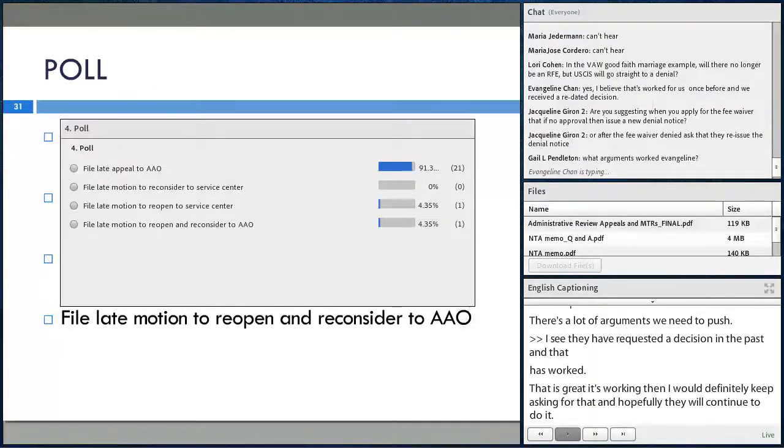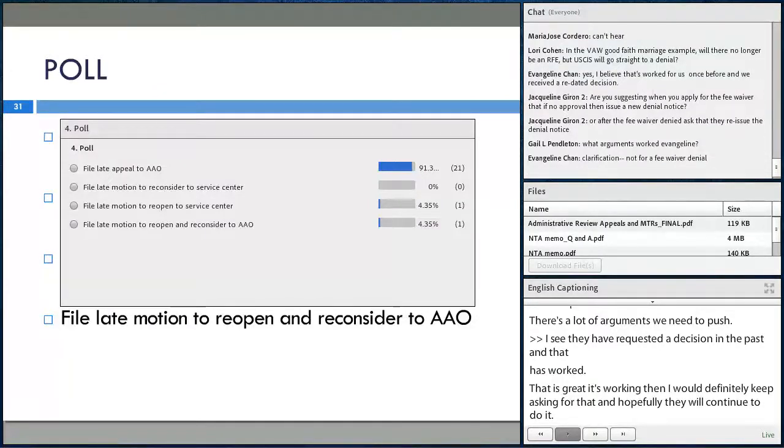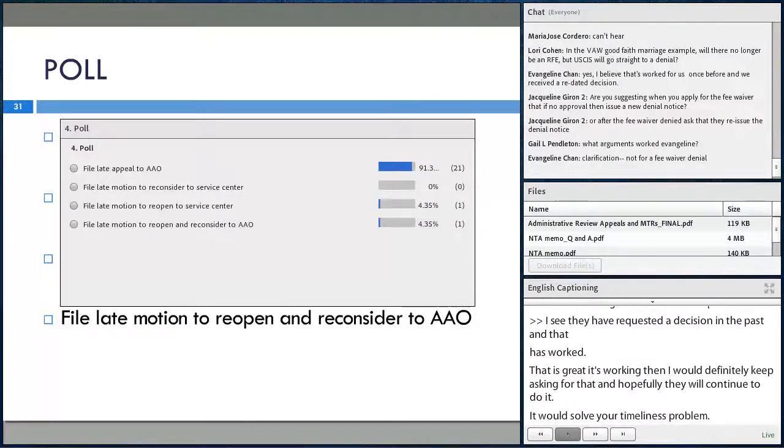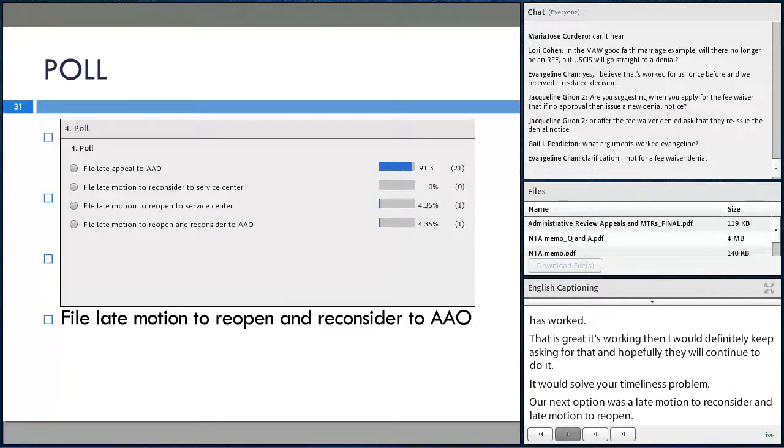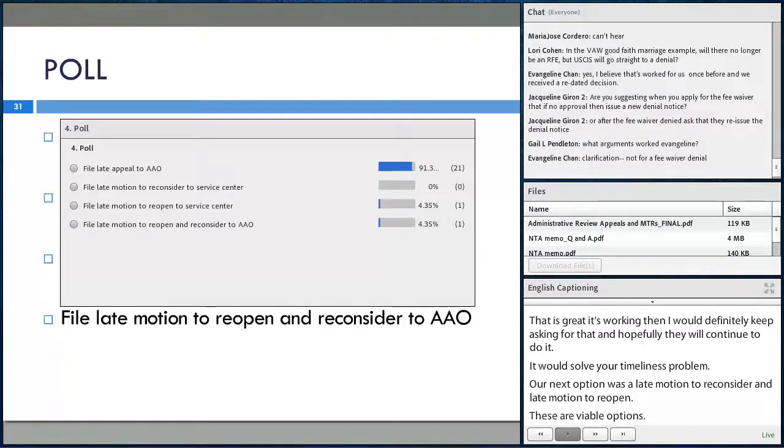Okay. And then our next option was file a late motion to reconsider, also late motion to reopen to the service center. So these are viable options. You can do it. This is probably more strictly in line with the regulations, but at the same time, there's really nothing to lose by filing the late appeal. So that's why we recommend doing that.